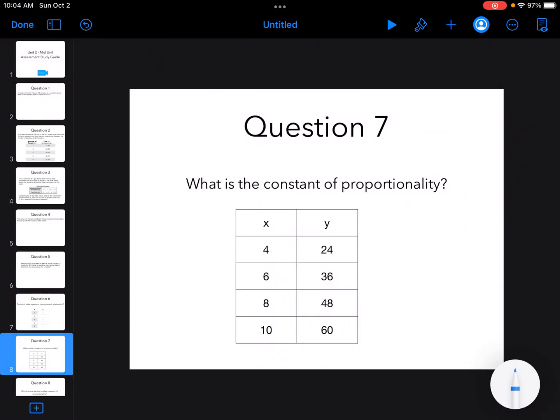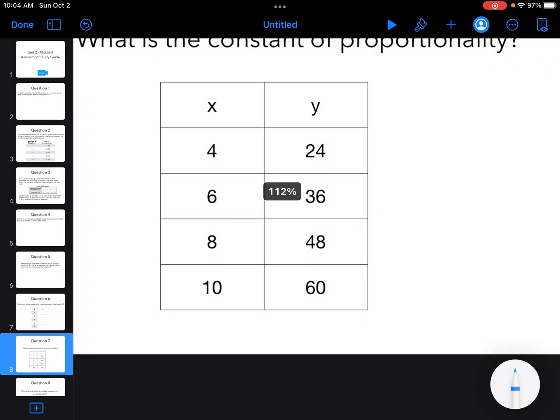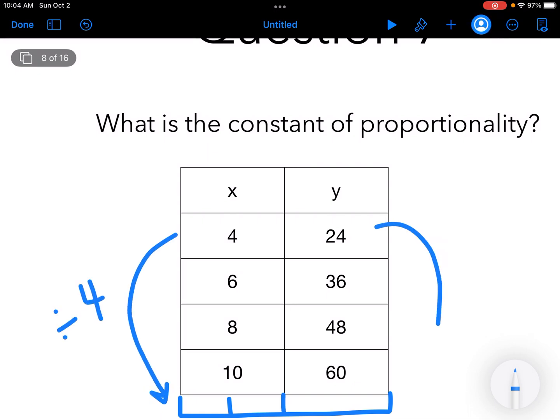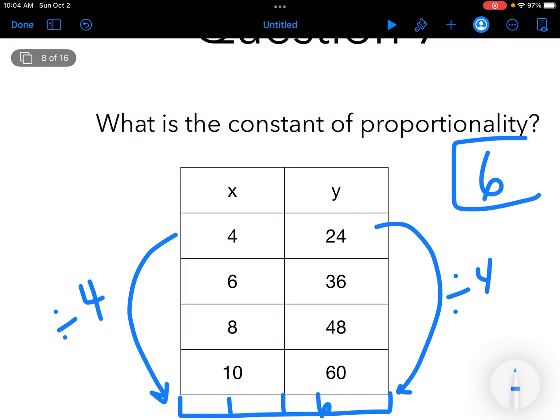What is the constant of proportionality? So what is the amount for 1? So I'm going to add a row. I'm going to put a 1. I'm going to divide by 4. Divide by 4. So 4 divided by 4 is 1. 24 divided by 4 is 6. So the constant of proportionality is 6.